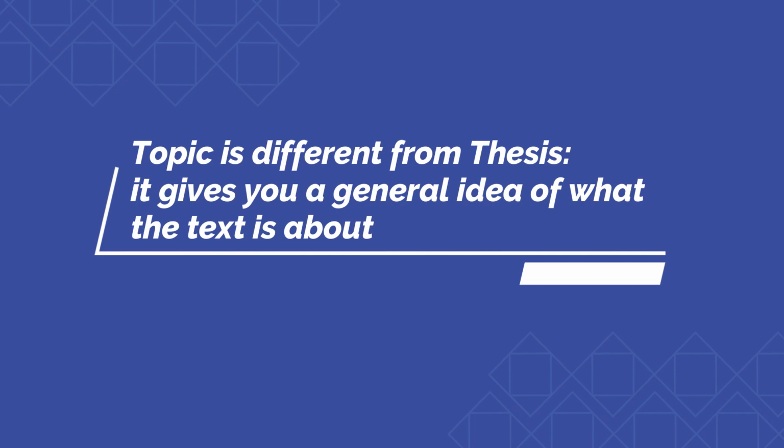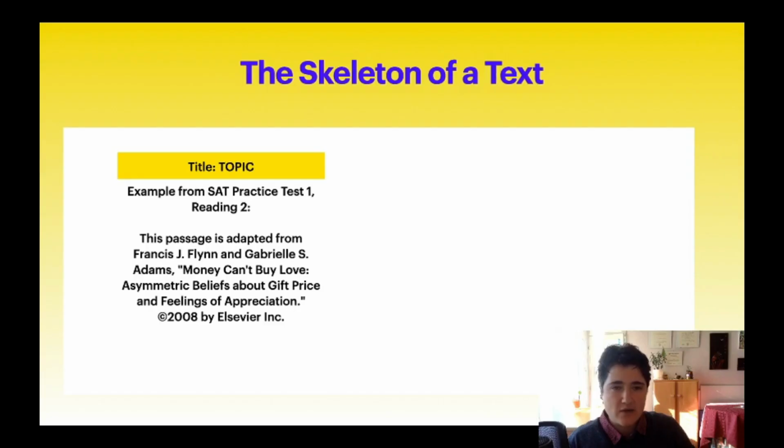So, for example, this text is called Money Cannot Buy Love, Asymmetric Beliefs About Gift Price and Feelings of Appreciation. So, from this title, you can deduce that it has something to do with inconsistent beliefs about the price of a gift and the feelings of appreciation. But just from the topic, we don't get enough information about the main idea, because the main idea is an argument within this topic. But nevertheless, it's important to pay attention to it.